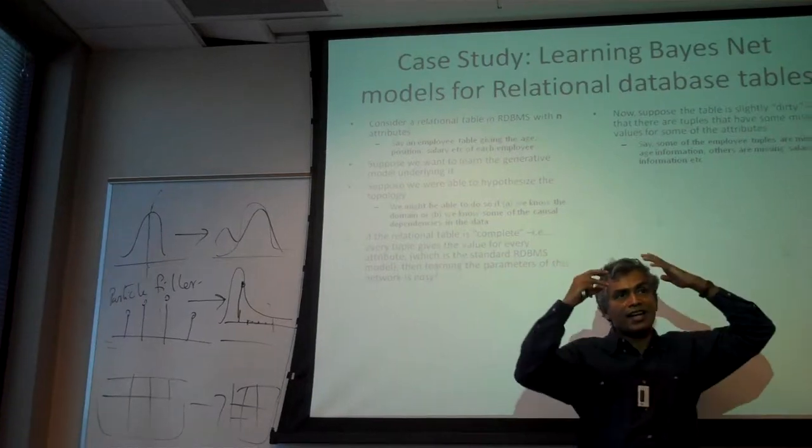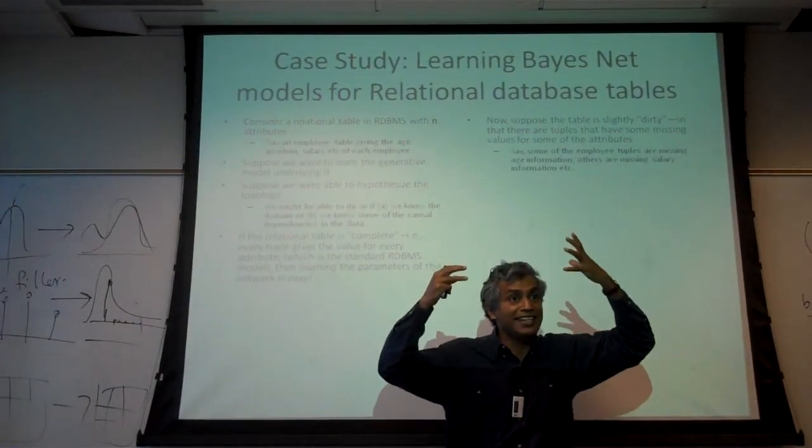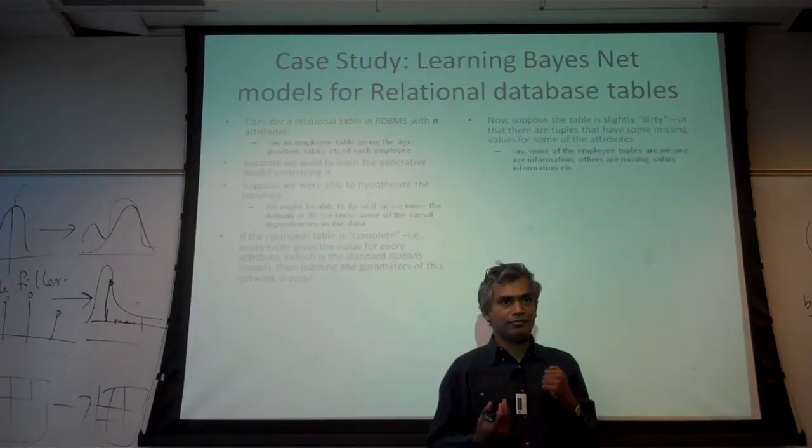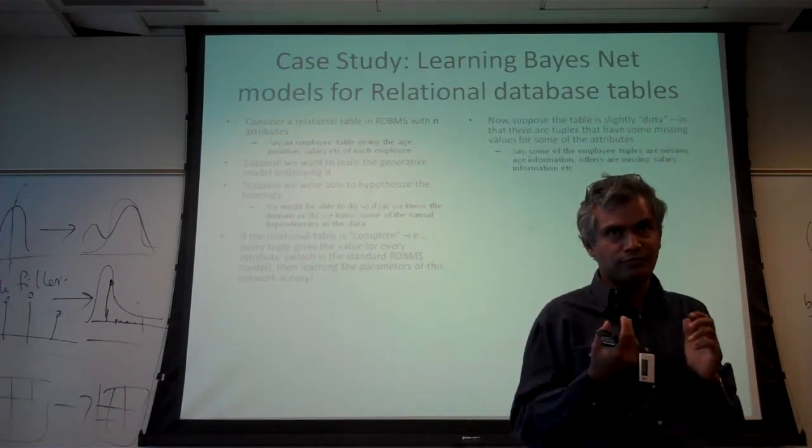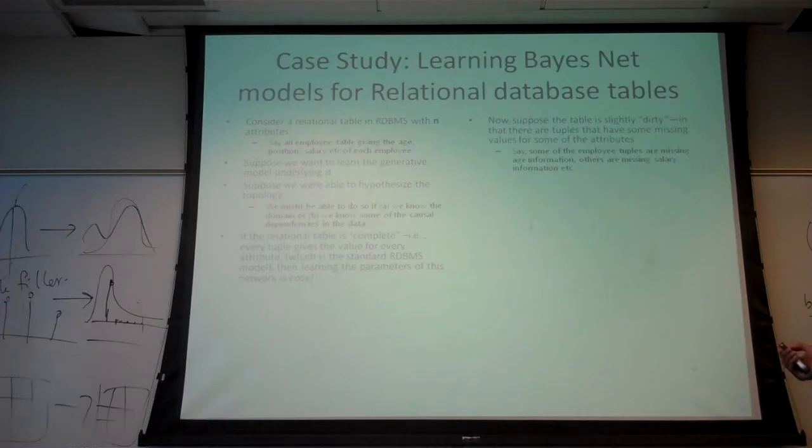Here, the training data advertises on its head, I'm not only dirty, I'm actually missing pieces. So you cannot any longer assume that everything is clean. Now some of the employee tuples are missing age information, others are missing salary information, etc. That could happen, right? So what can I do?